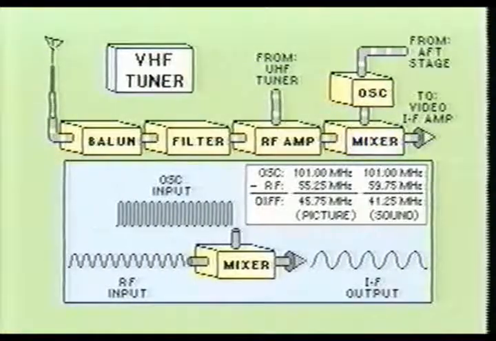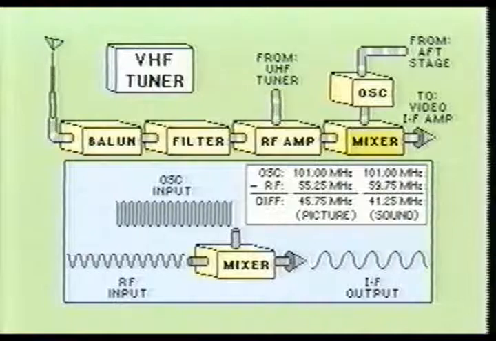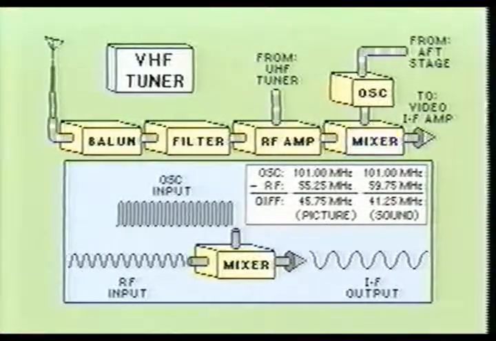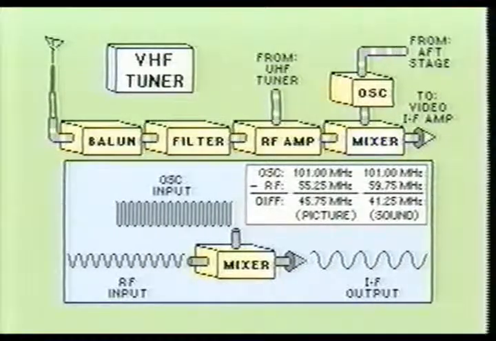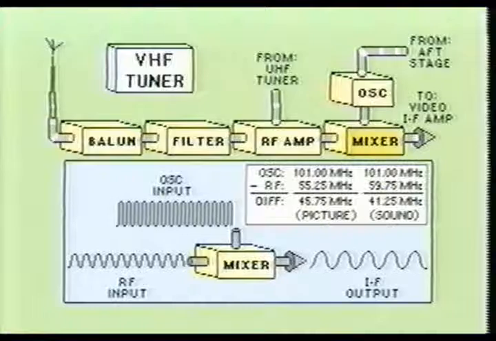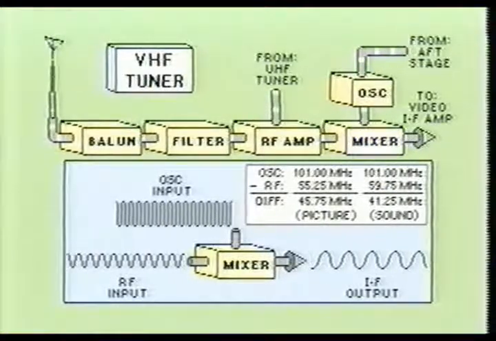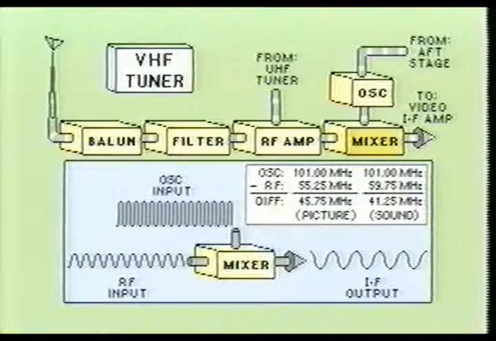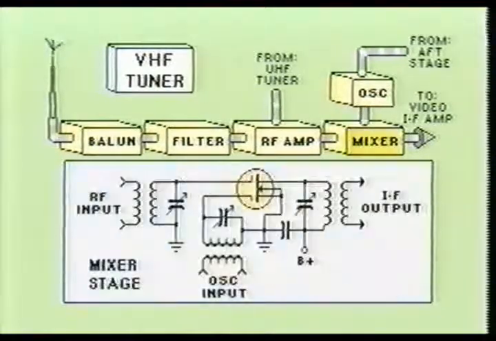The mixer stage in the VHF tuner assembly performs the same basic function as performed in the UHF tuner. This stage combines, or heterodynes, the selected RF signal with the VHF oscillator signal to produce the required intermediate frequency signal for the video and sound stages. If the IF frequency of the picture carrier will be 45.75 MHz, the IF frequency for the sound carrier will be 41.25 MHz. These IF, or intermediate frequency signals, represent the difference frequency between the incoming RF signals and the higher frequency oscillator signal.